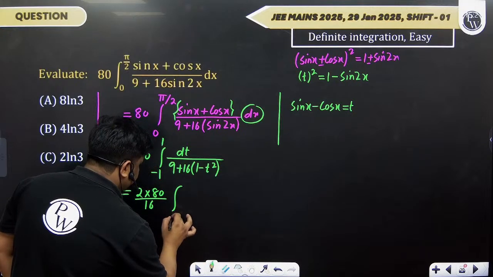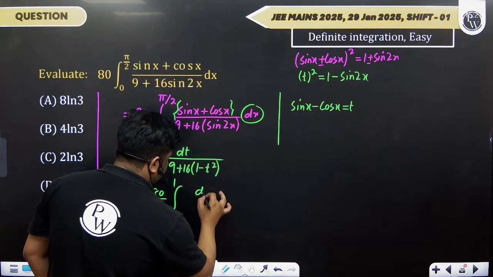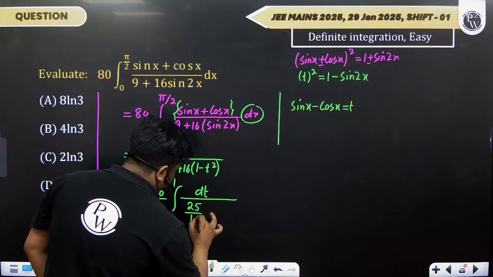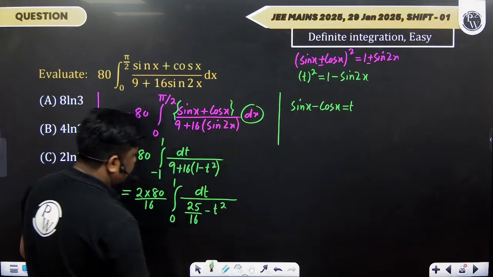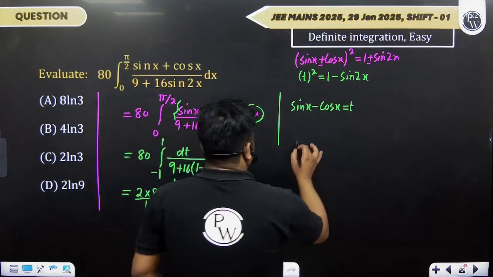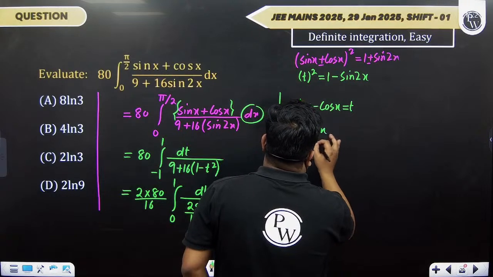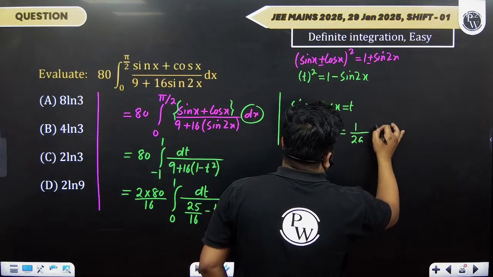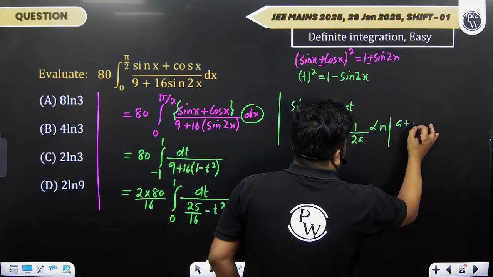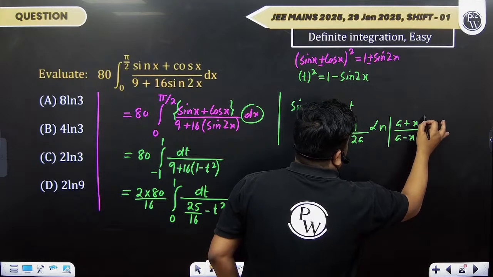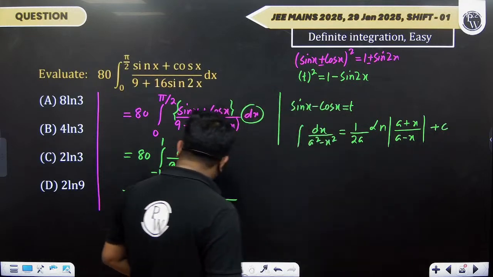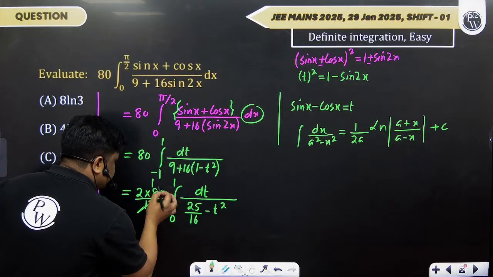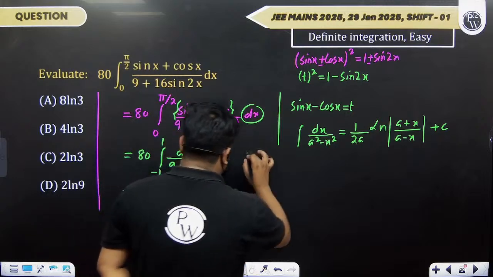This will be integral 0 to 1, dt upon 25 by 16 minus t square. Now this is a very straightforward integration, which we remember: dx by a square minus x square is equal to 1 by 2a ln mod of (a plus x) upon (a minus x), plus c, the integration constant, but this is a definite integration, so we'll solve it like that. So this cancels, it becomes 5, the whole thing becomes 10.